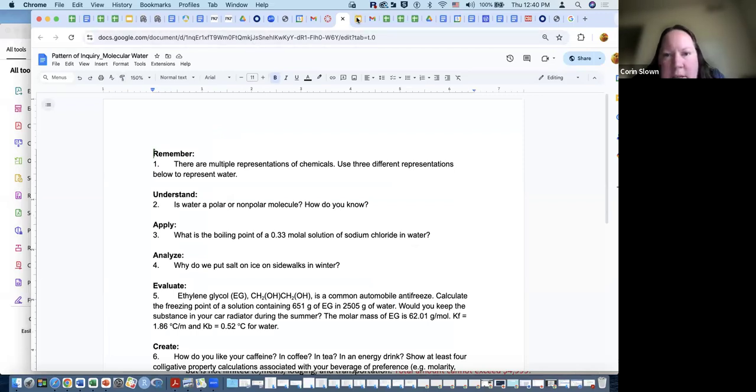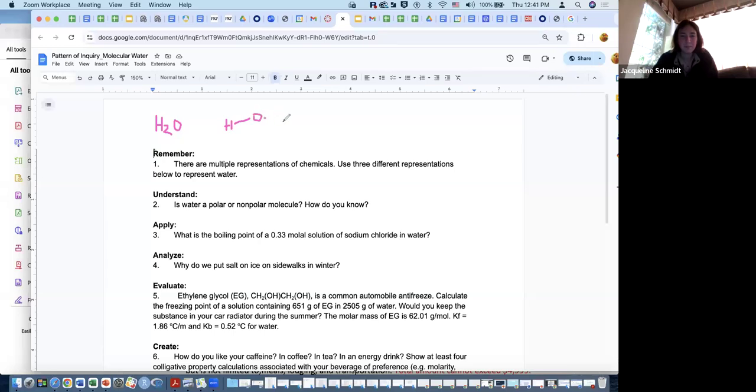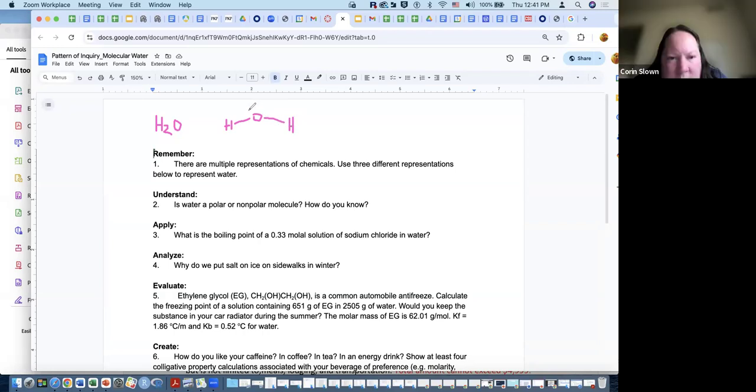Mm-hmm. All right, so we could do H2O, that's the symbolic. We could do a Lewis dot structure. I think that's what you're describing. Yeah. With its two lone pairs. We could draw the polarity, right? So we could draw something like where this is a partial positive and this is a partial negative. This is a partial positive. So those are three different representations.